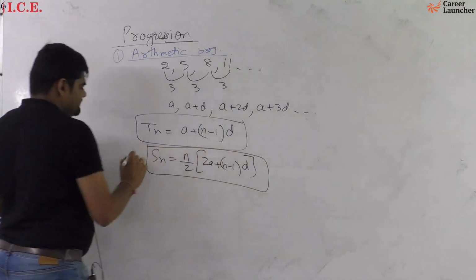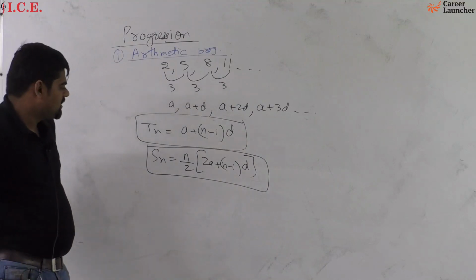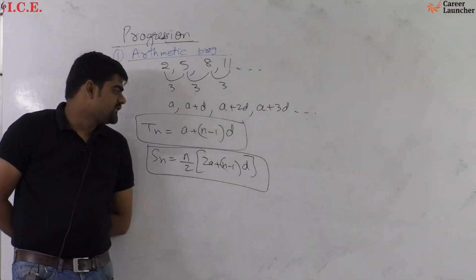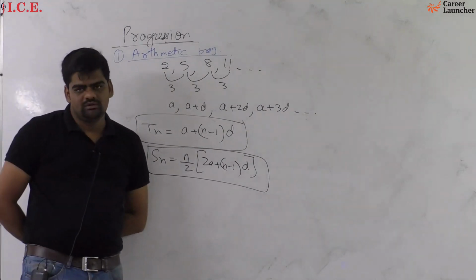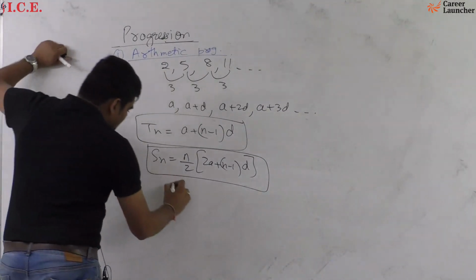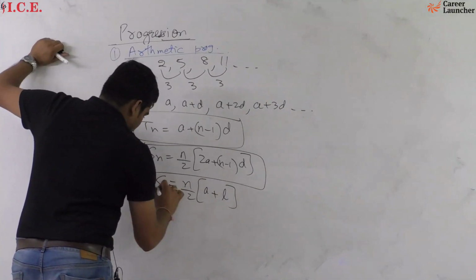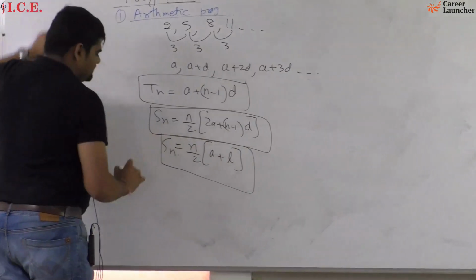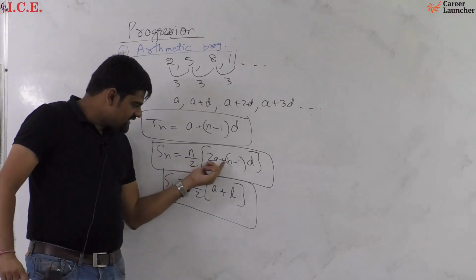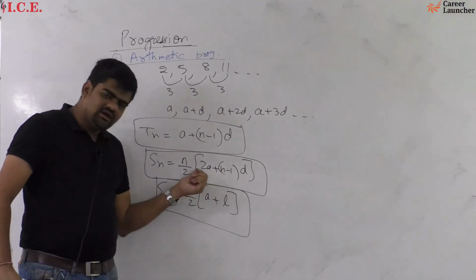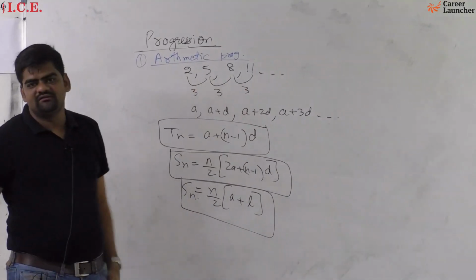The nth term is given by a plus n minus 1 d, and the sum of n terms is n by 2 of 2a plus n minus 1 d. And if we know the last term, this can also be written as n by 2 of a plus the last term. If you know the last term, you can find the sum by this formula, because 2a is a plus a, so the a plus n minus 1 d can be written as the nth or the last term.